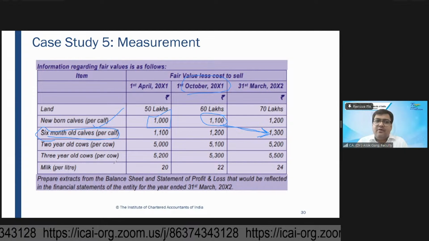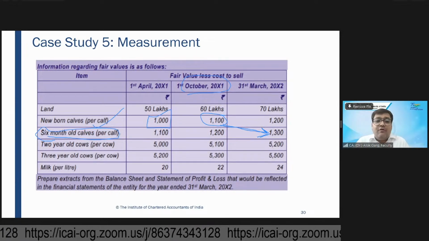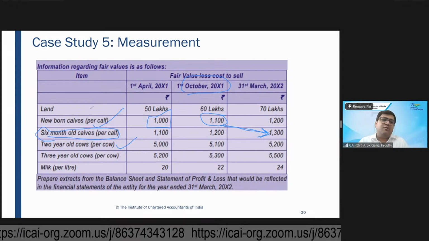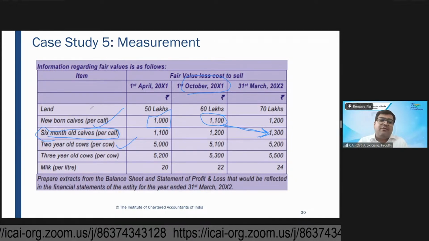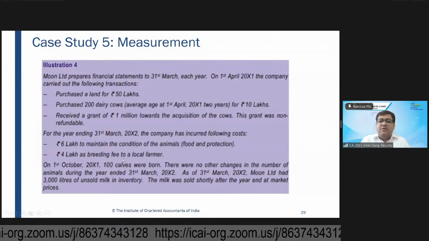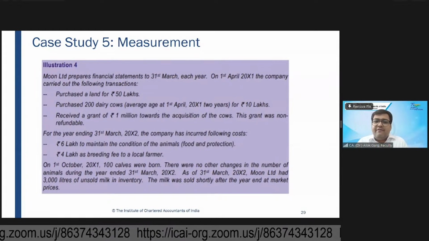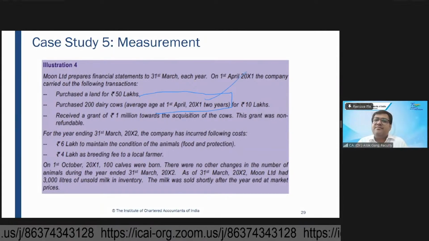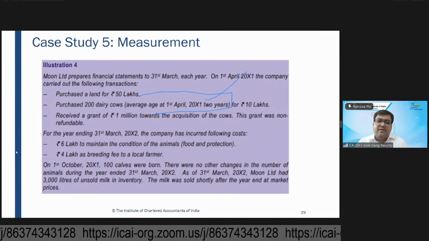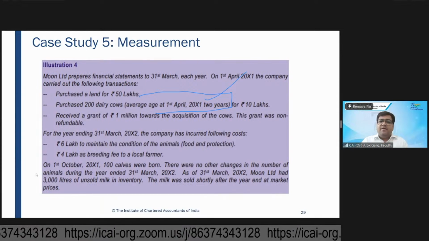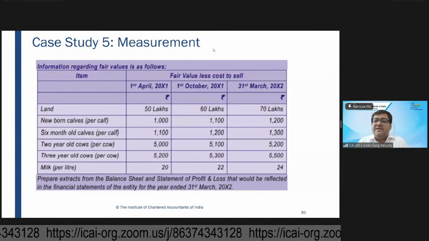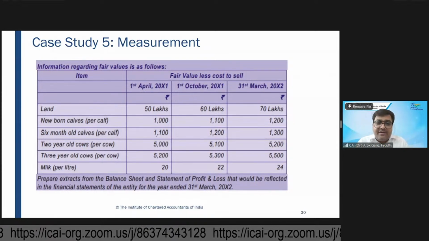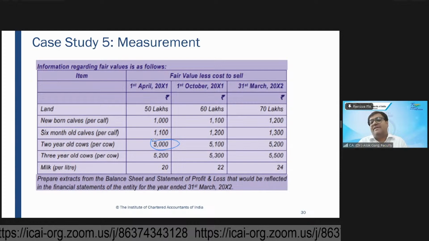Clear? Okay. Now the value of a 2-year-old cow is also given. What is the relevance of the fair valuation of the 2-year-old cow? The average age when these 200 cows were purchased was 2 years, correct? Whether fair value less cost to sell is relevant. We purchased these cows at 5,000 rupees, and at the date of purchase, the fair value less cost to sell is also 5,000.